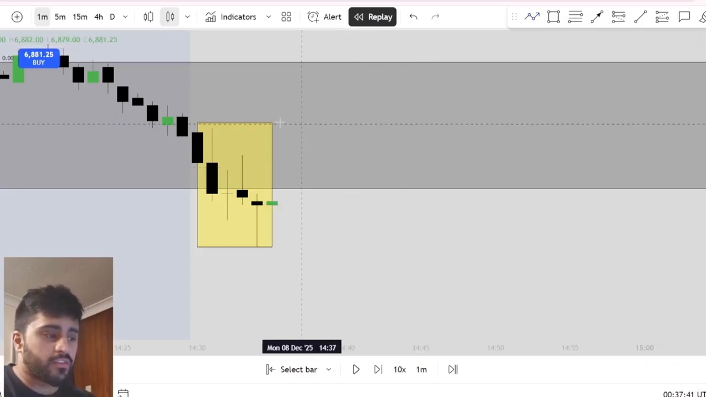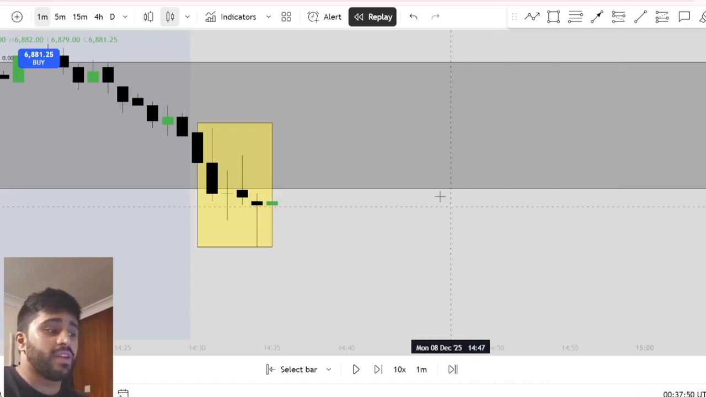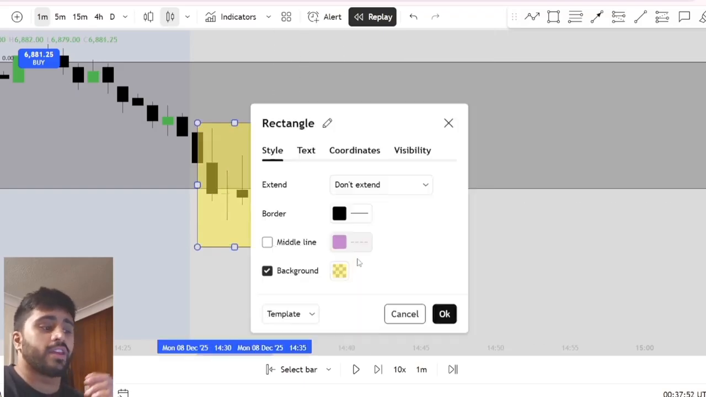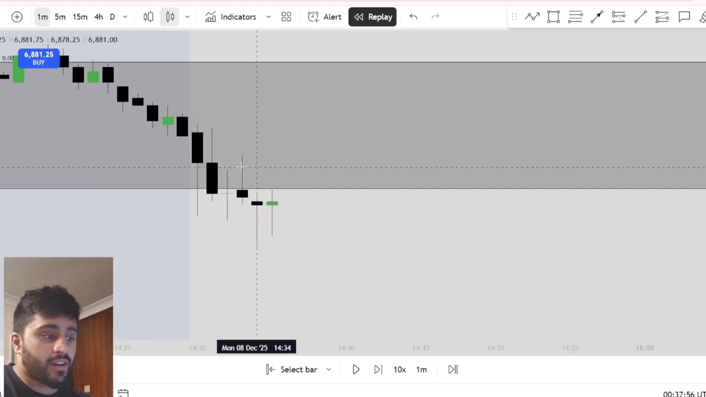So I'm looking at this 5-minute range, or some people call it the opening range breakout. I want to see how the market behaves specifically inside of my key level. For me, the ORB or the opening range is just a confluence. I am interested in the price action inside of this key level.